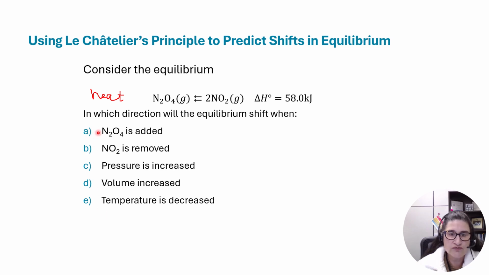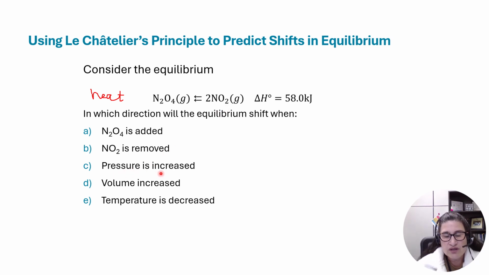So first we're going to look at N2O4. If I dump more N2O4, the reaction is going to say, no, no, no, I don't want that. I want to get rid of it. So to get rid of it, I have to go to the right in order to make more products and use up that extra reactant. So shift to the right. If NO2 is taken away, so if I take some of this NO2 out, the reaction says, no, no, no, I want that back. So to get it back, again, it's going to want to shift to the right in order to make more product because I took it away.